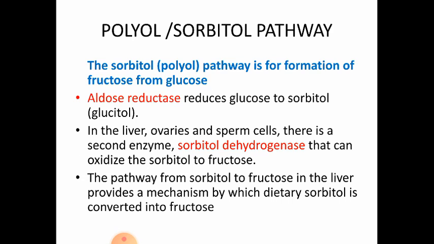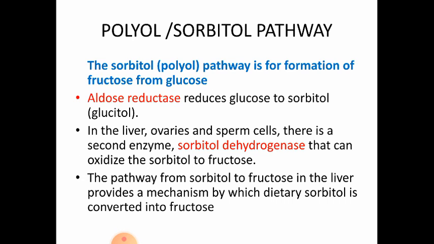Next is the polyol sorbitol pathway. The sorbitol or polyol pathway is the formation of fructose from glucose. Fructose is formed from glucose, that is the sorbitol pathway. Aldose reductase reduces glucose to sorbitol. In the liver, ovaries and sperm cells, there is a second enzyme, sorbitol dehydrogenase, that can oxidize sorbitol to fructose. So, the energy provided to the sperms and ovaries is from fructose. For the sperm cell to move, fructose is the main source of energy. So, there is a requirement for synthesis of fructose in these cells.